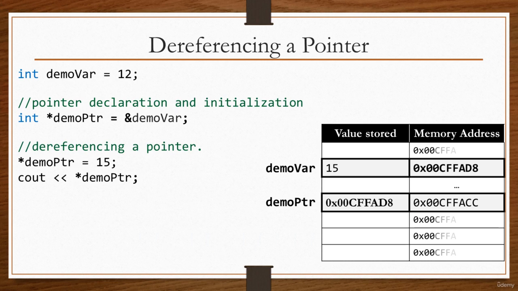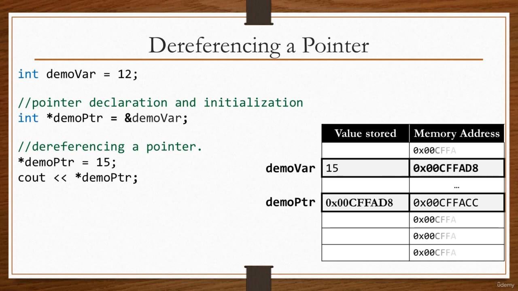At the top here we have int demo var, which I initialize to 12. Then we declare demo pointer. I initialize that to the address of demo var. Then I go and dereference demo pointer, and I set it equal to 15. So 15 is now stored in the location pointed at by demo pointer, which again is demo var. Then I can also go and print that out. So in both instances here, I am setting a value at the address where demo var is located in memory. So I set that to 15, and I also indirectly access that once more to print it out.